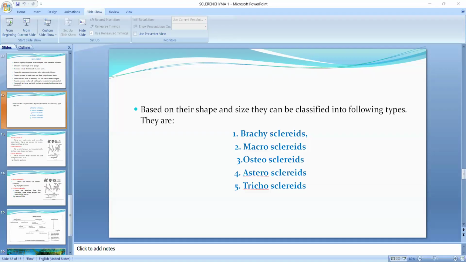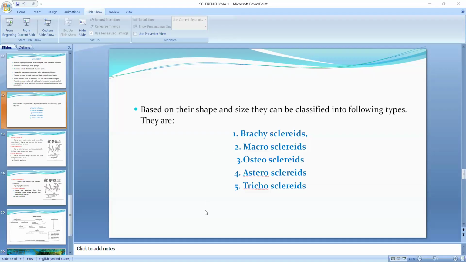So these all are about the sclerenchyma. Those 5 types of sclereids are brachy, macro, osteo, astero, and tricho. These are very, very important, and the examples are important. Questions from this topic are also given in competitive exams.